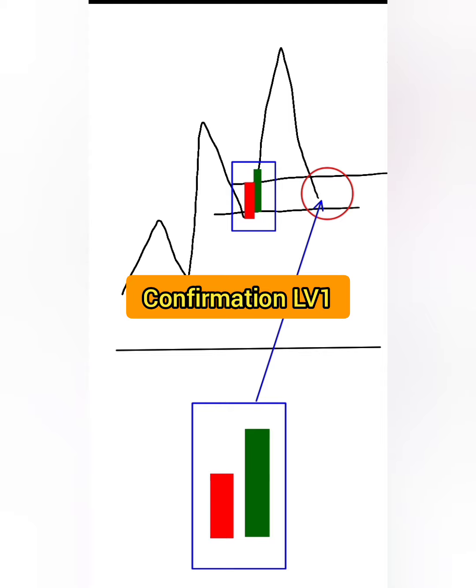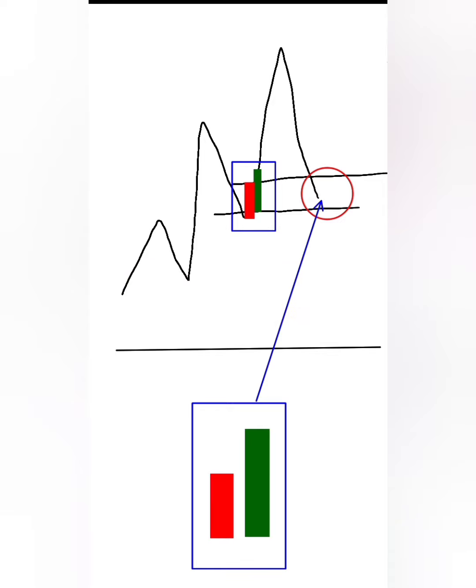So for today, I'm going to talk about confirmation. We will have confirmation level 1, level 2 and level 3 before you go to entry, and you already learned how to mark your zone before you go for entry. You have to find confirmation. So now we talk about confirmation level 1. What is confirmation level 1?